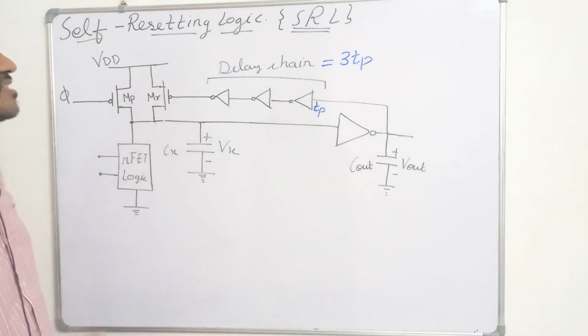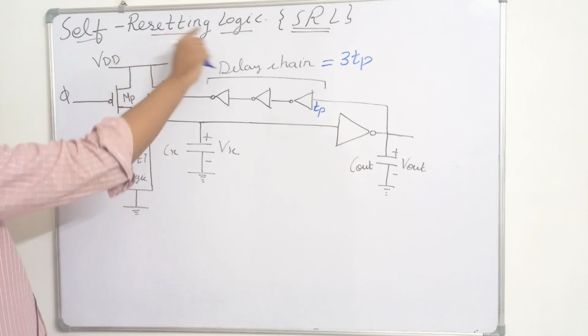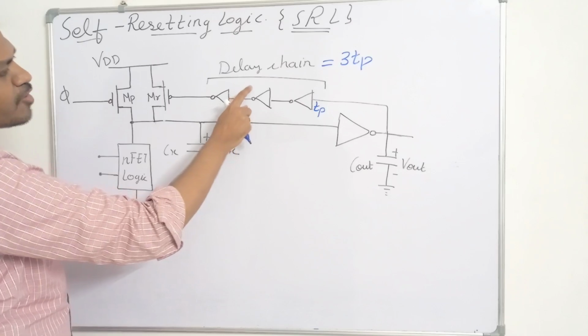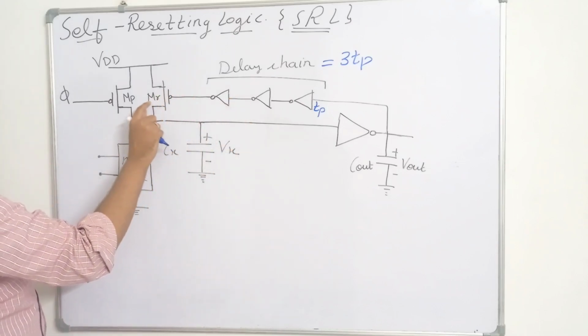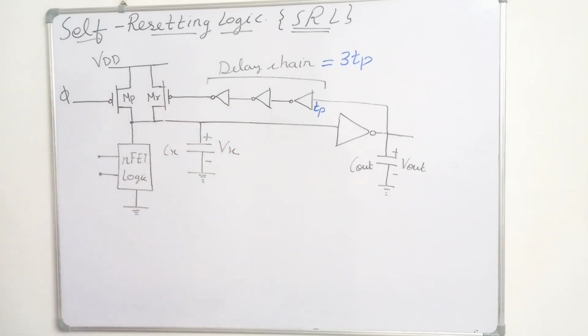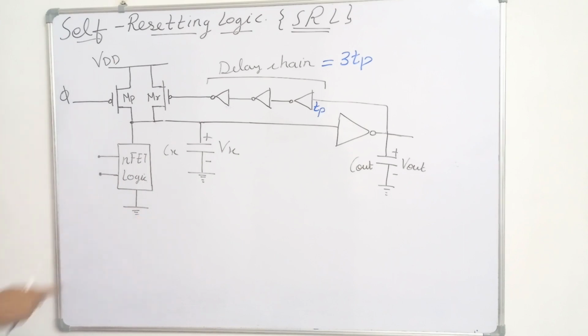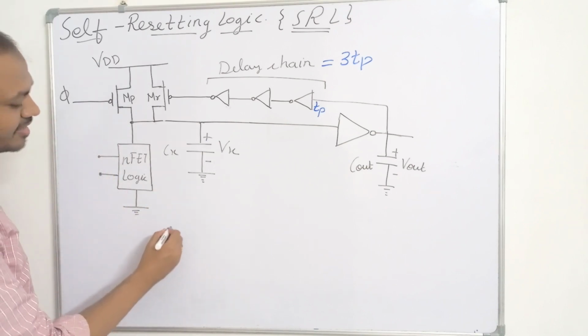So the first difference between the domino logic and the self-resetting logic is the presence of the delay chain, and the output of this delay chain is connected to this reset PMOS transistor. The third difference is that the nFET logic is directly connected to ground. There is no discharge NMOS FET. First we will understand the pre-charge.